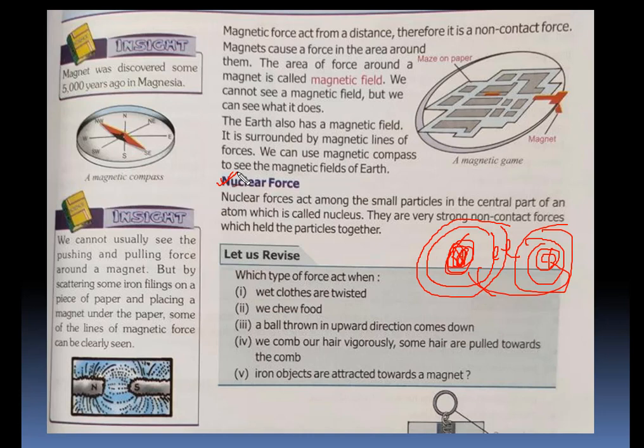Now in this diagram you can see these magnetic lines of forces. These are the lines. Here you can see, these are the lines of forces. Here, these are arranged in the form of dots, like that.